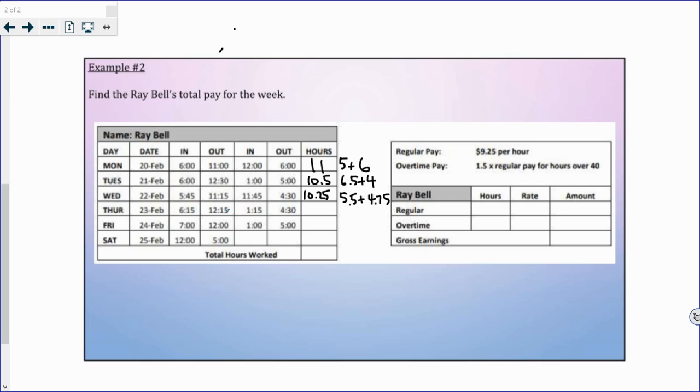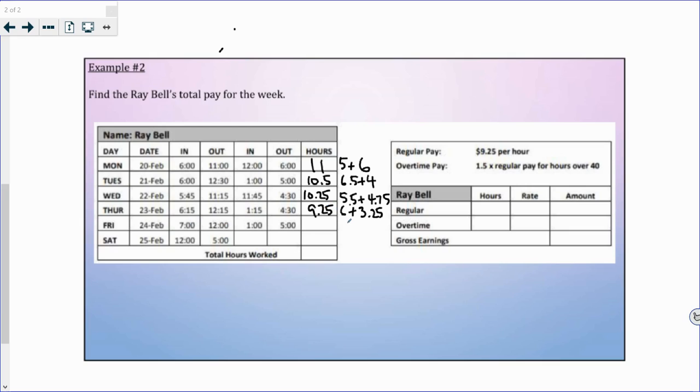All right, 6:15 to 12:15, that's 6. And 1:15 to 4:30. Well, 1:15 to 4:15 would be 3 hours. I need another 15 minutes, so that's 3.25. So add those, you get 9.25.